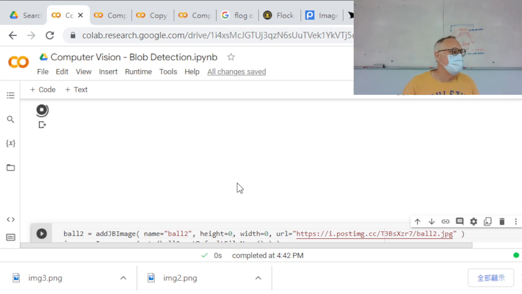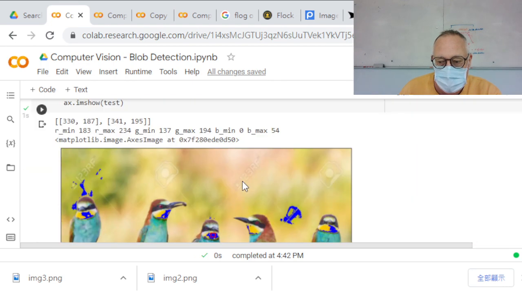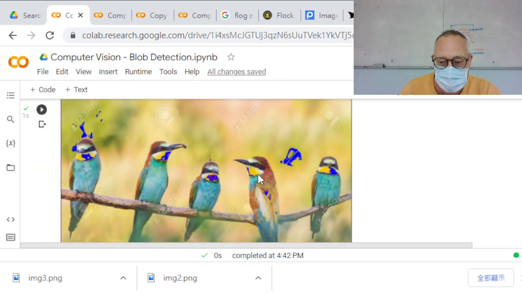This one is very important because, like we've seen here, there are two types of errors. False negatives: here the pixel is yellow, but I don't recognize it as belonging to the neck of the bird. And here's a false positive. It says this is a bird, but there's no bird there, right?